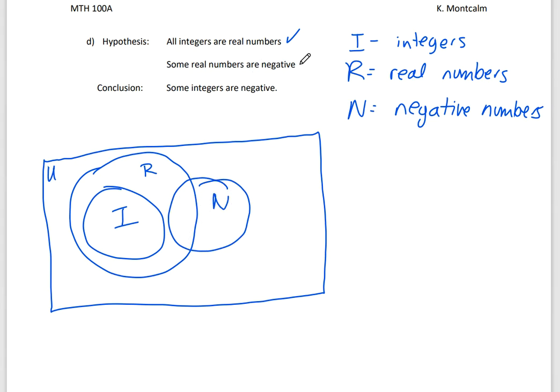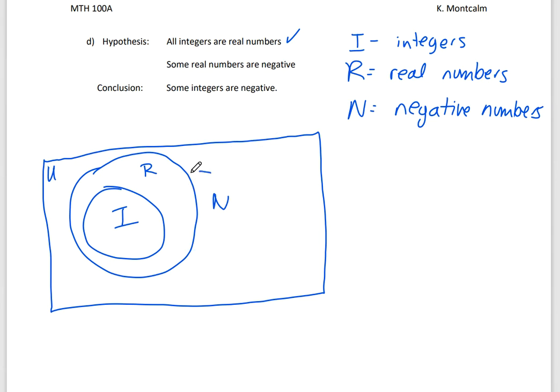And then if I go for my conclusion, some integers are negative. If I look using this diagram, so make sure you're looking, some integers are negative. This diagram says no. There's no overlap between my negative numbers and my integer numbers, so therefore my conclusion here would be that it's invalid.